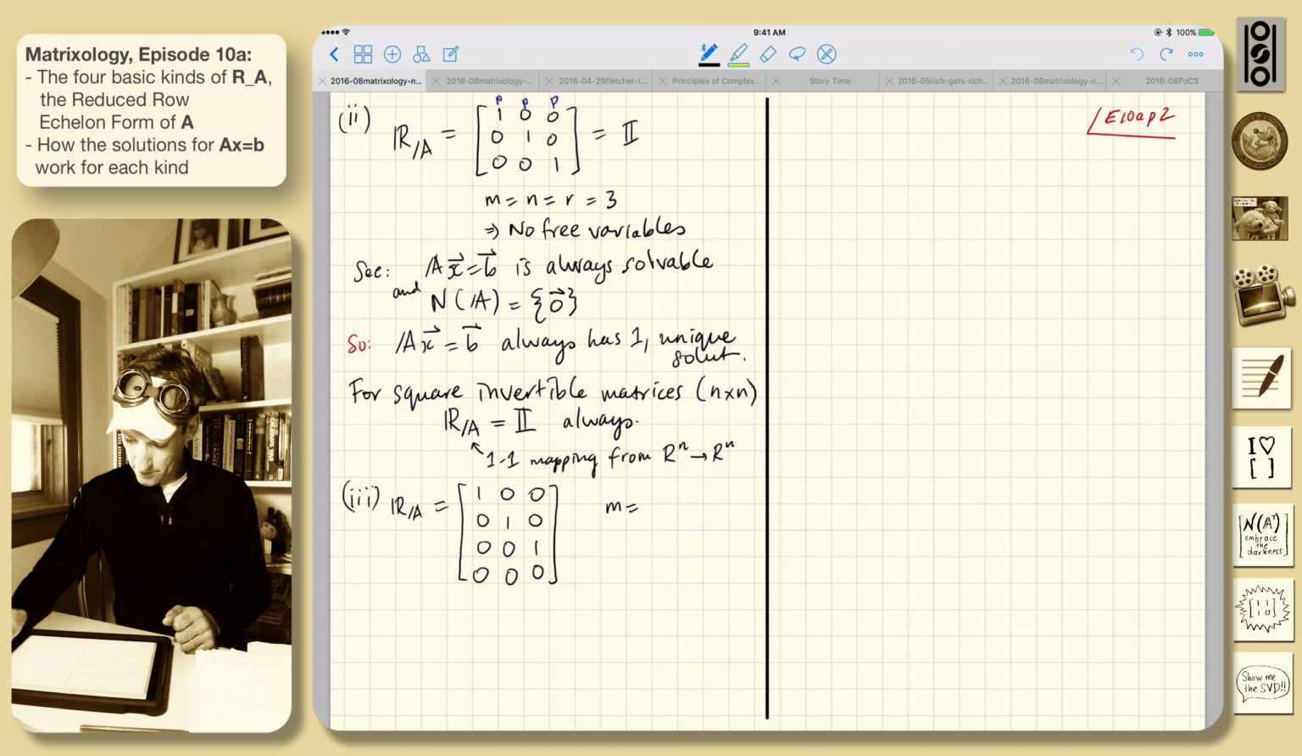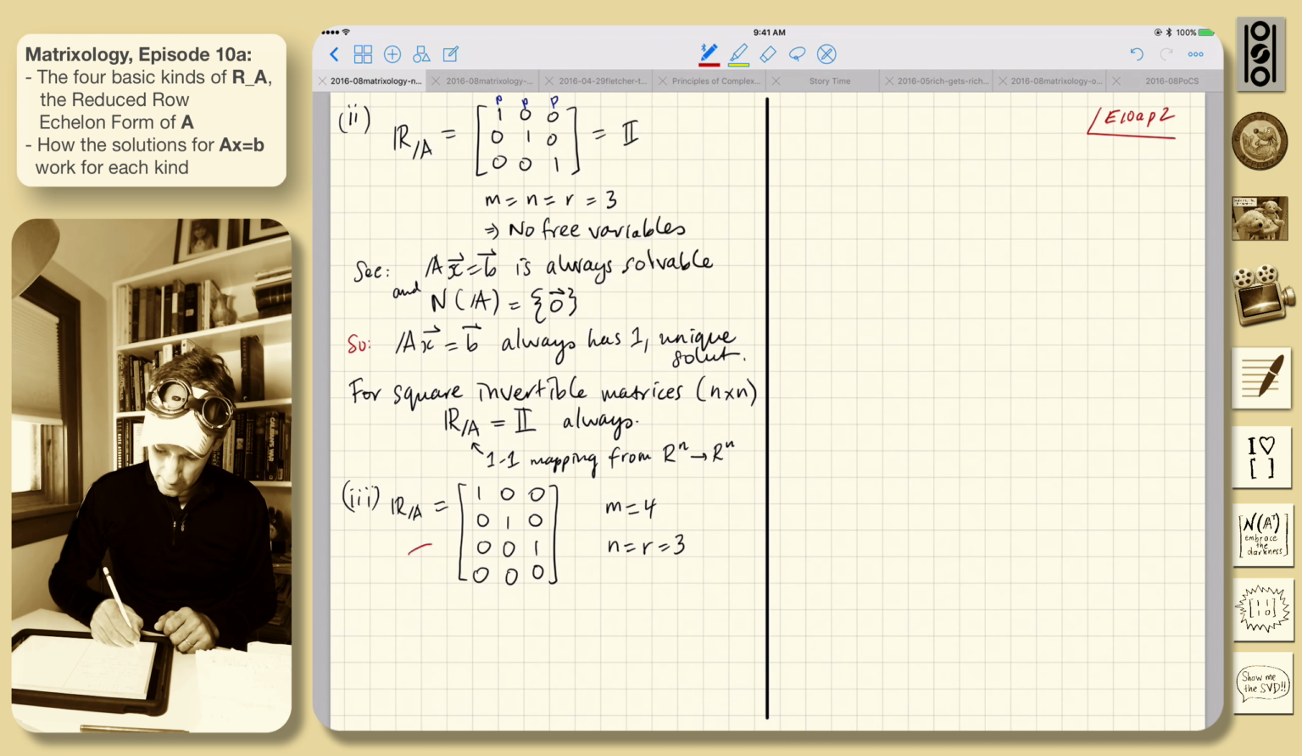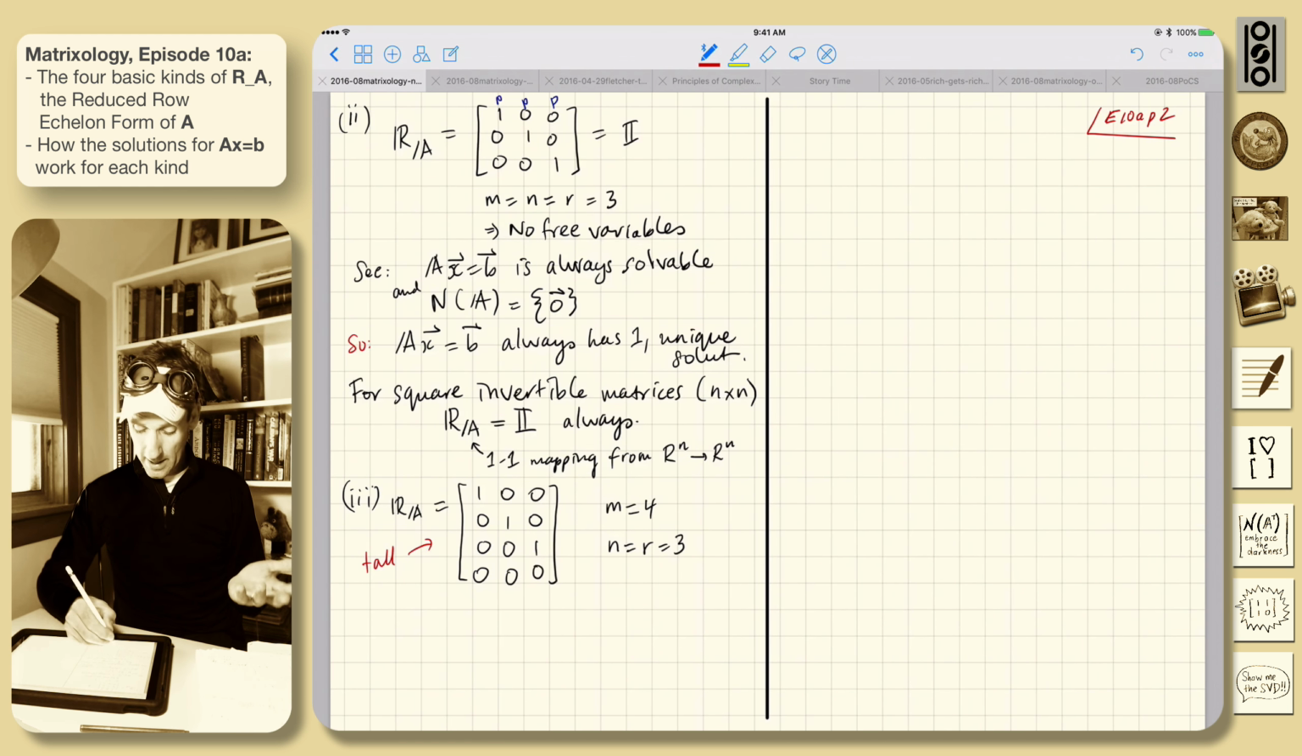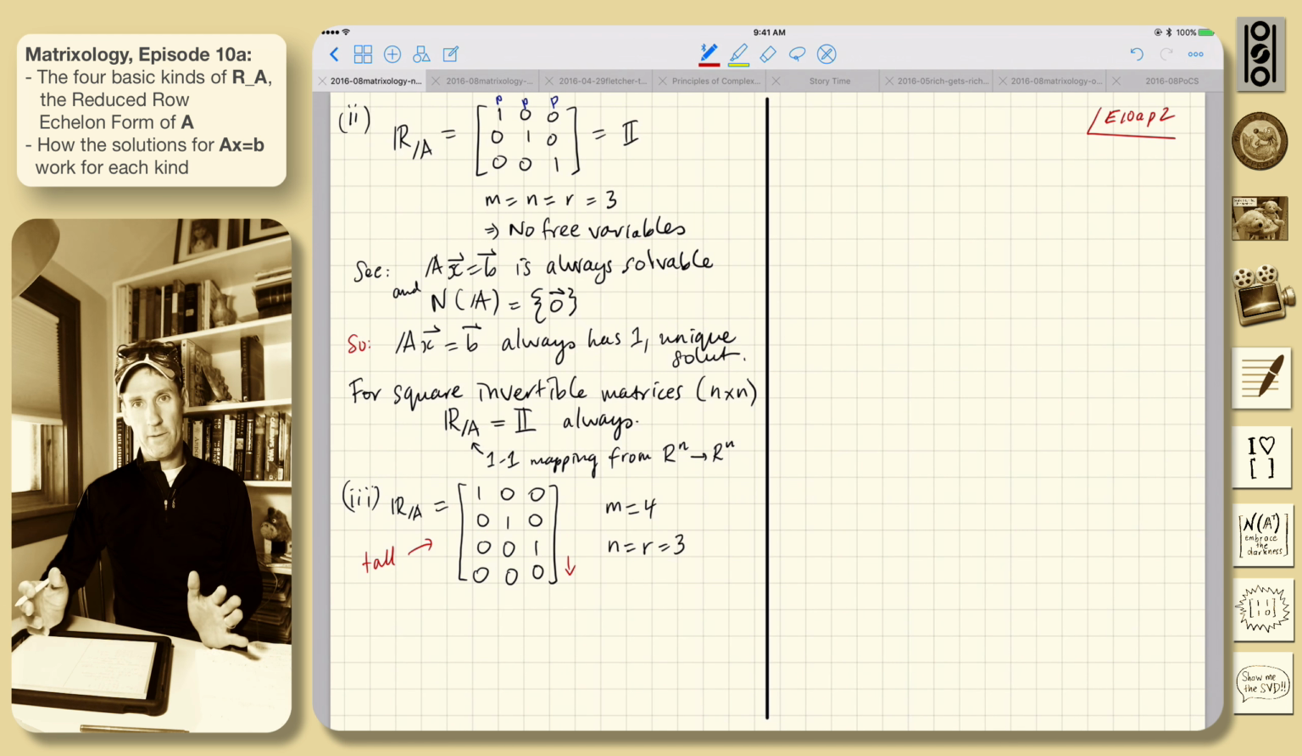Okay, let's get this right. M is equal to 4 and n equals r equals 3. So this is a tall matrix, and it's filled out in terms of pivots across. Now, there's no way it can make, right? Because it's tall, it will always have a row of zeros. Tall matrices will always have a row of zeros.